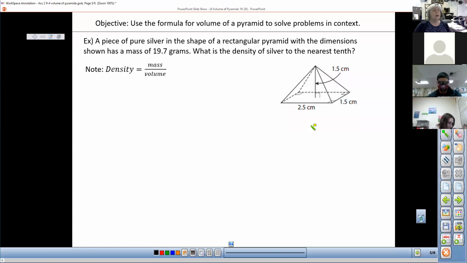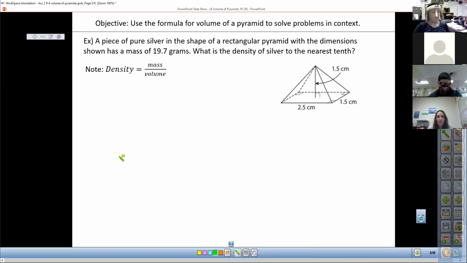All right. So here we're going to see an application that makes the connection between the volume of an object and the density of that object. And you may have learned about density in one of your science classes. If not, it's not a big deal. It's all about the math here. All right. So here we're looking at a piece of pure silver. This pure silver is shaped like a rectangular pyramid with the dimensions in our diagram. And we're told in this information that this pyramid of pure silver has a mass of 19.7 grams.